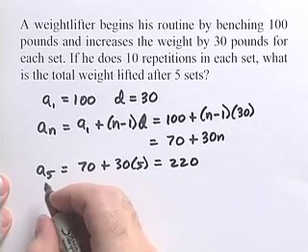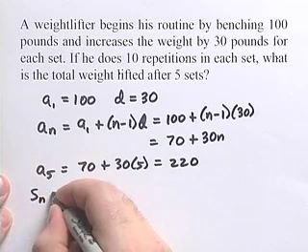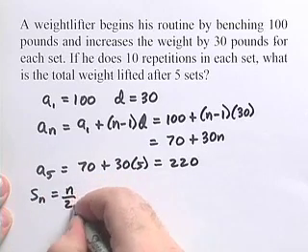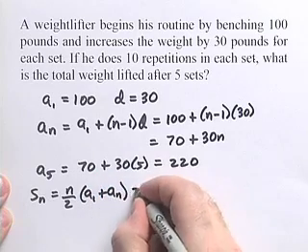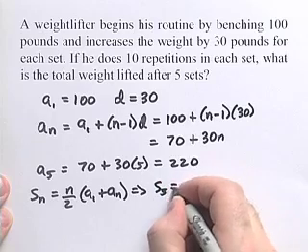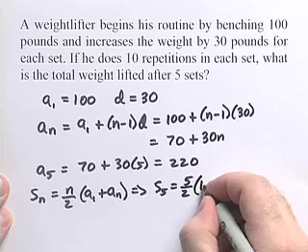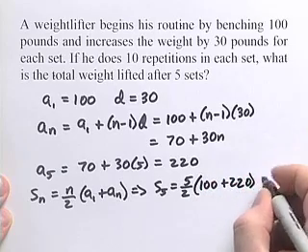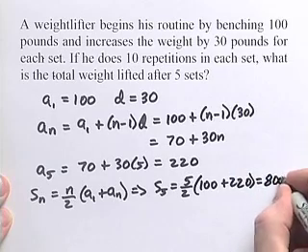We want to find the sum of the first 5 terms of the sequence. So we're looking for the sum of the first n terms in an arithmetic sequence. That's going to be n over 2 times the sum of the first and nth terms. In this case, we're looking for the sum of the first 5 terms. So we'll have 5 divided by 2 times the first term, which is 100, plus the 5th term, which is 220. And we'll get that the sum of the first 5 terms is equal to 800.